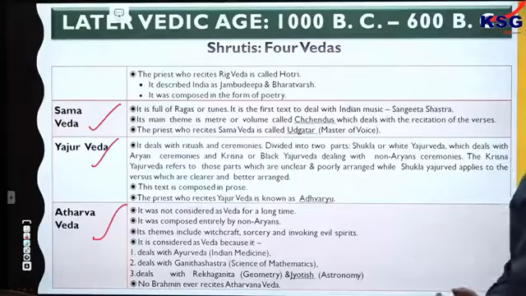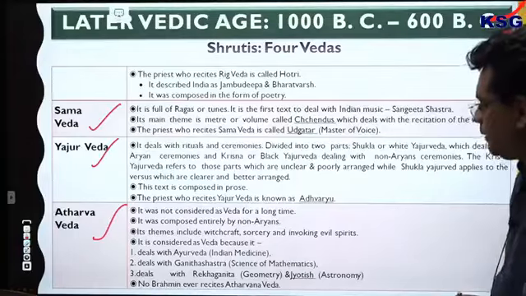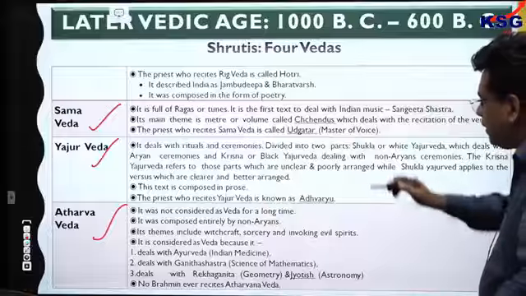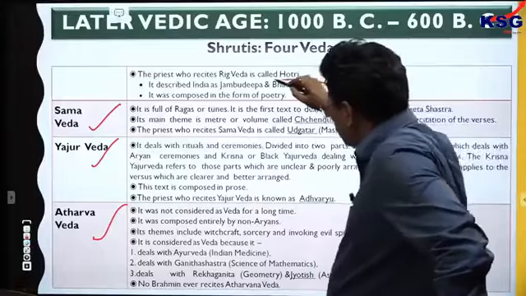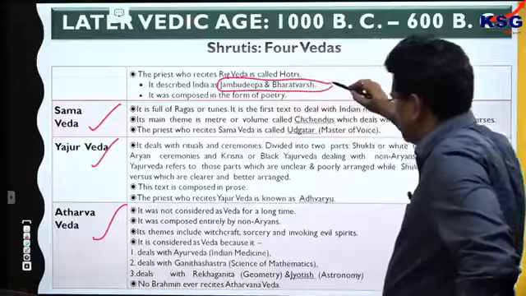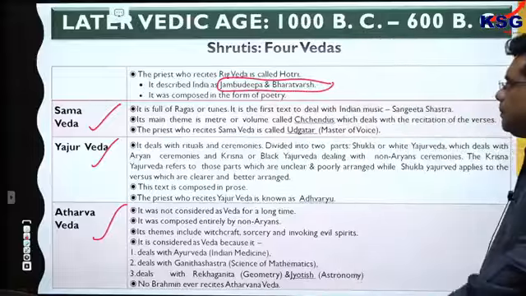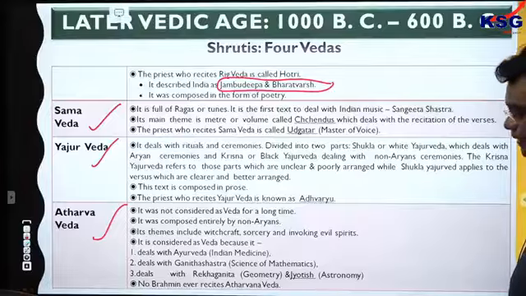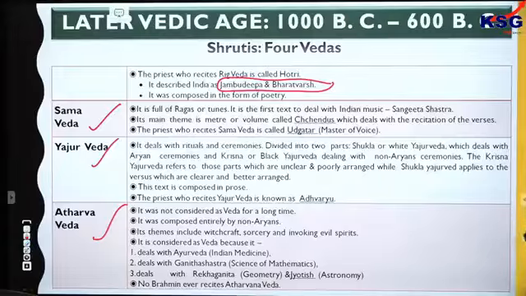Most of the hymns from the Rig Veda came from, that total number is 1028. In Rig Veda, India was described as Jambu Dweep and Bharatvarsh. These two words are there in the Rig Veda.